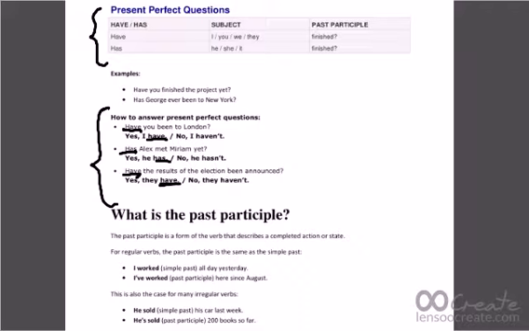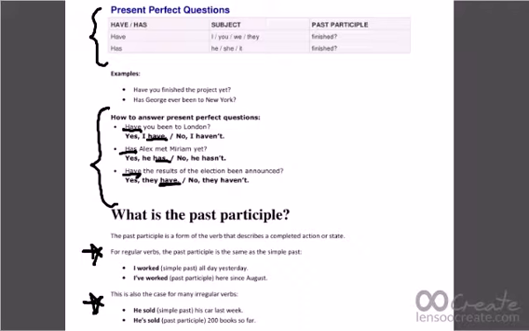But what is a past participle? I want you to think about a past participle as a form of the verb that describes a completed action or state. We typically have these verbs classified as regular or irregular. I'm pretty sure you remember this concept from past simple. In past simple, we also had regular and irregular verbs. The same thing happens with present perfect.